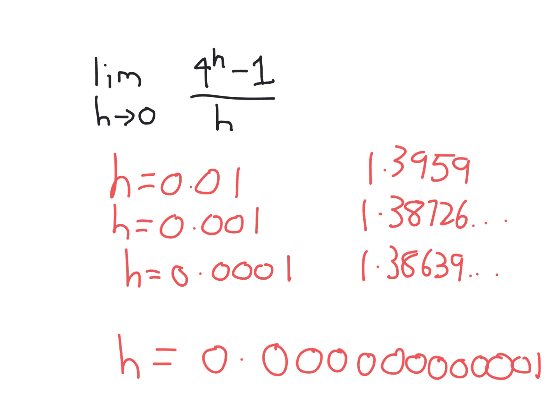Now if you keep going with this process, you'll see that what happens is it gets closer and closer to the number 1.38629 and so on, which happens to be natural log of 4. So sometimes there's no way to algebraically manipulate it. If we were to graph this, we wouldn't be able to see this number clearly on the graph.